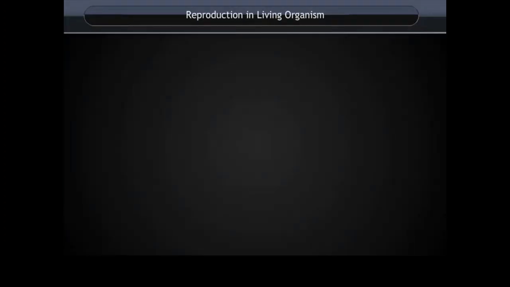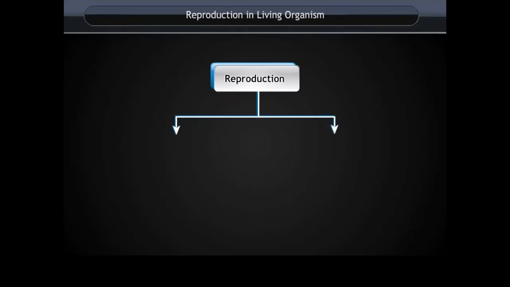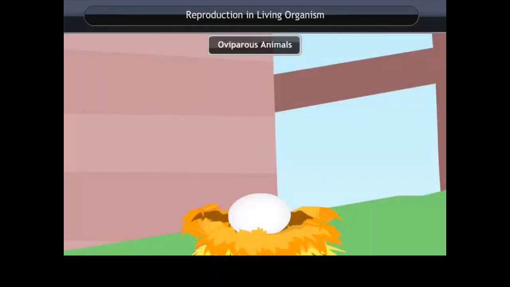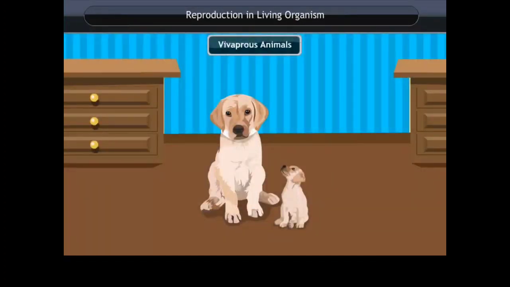Reproduction in living organisms. The process of production of offspring by a sexual or asexual process is called reproduction. Some animals such as hen produce their young ones through eggs and are called oviparous, while animals such as dog give birth to the young ones and are called viviparous.